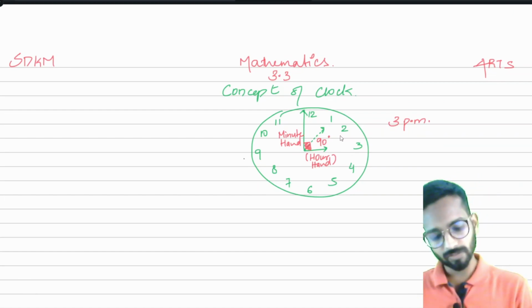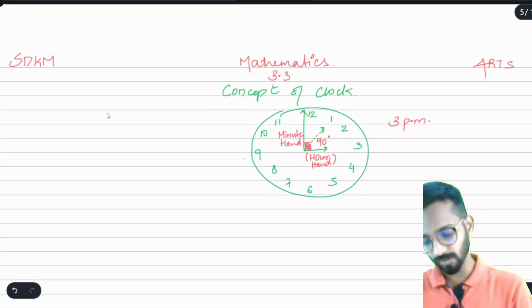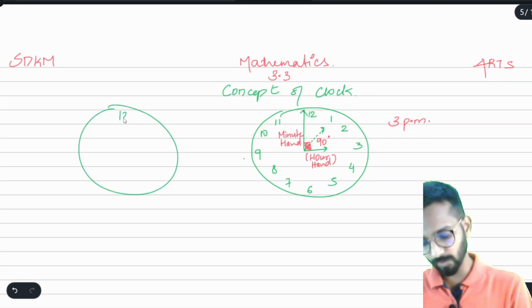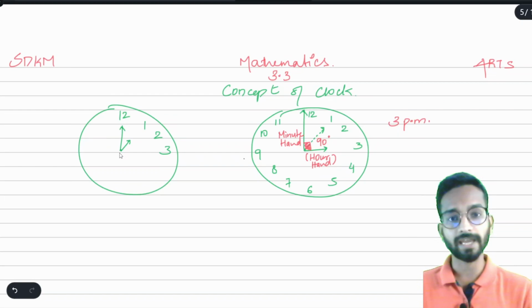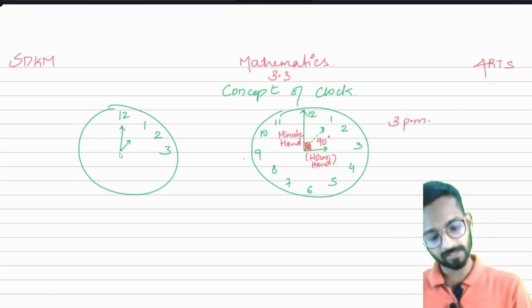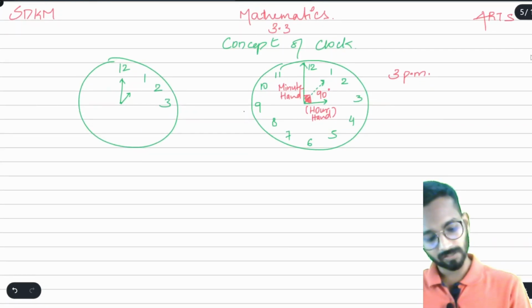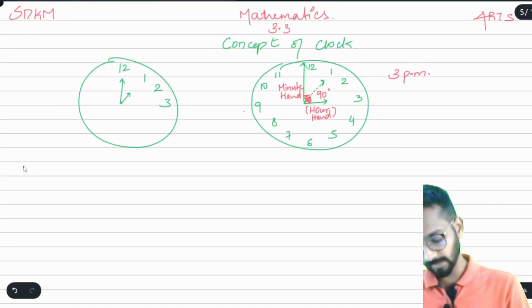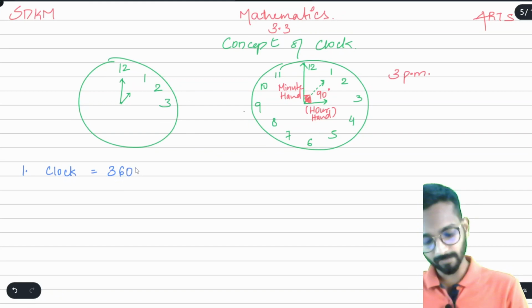If I ask you that here I make another clock and 12, 1, 2, 3. If it is 1 p.m. then can you tell me what is the angle it is making? How will we find each and every angle? Understand this. This will mark our beginning of the concept of clock. The concept number 1, that clock is a circle and therefore it is making 360 degree.